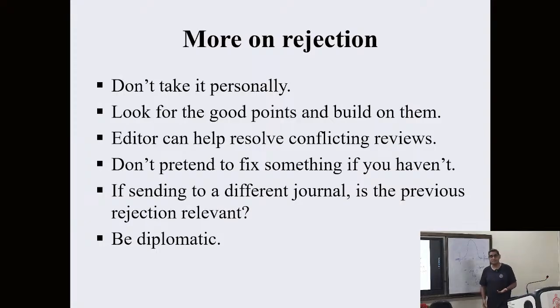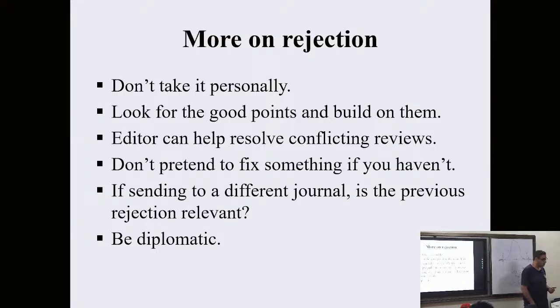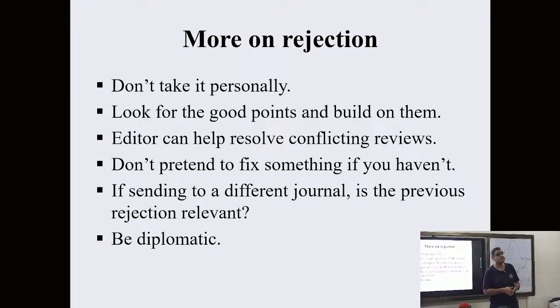If your paper is rejected, I told you don't take it personally. Don't think that the paper is rejected and I am very unhappy, don't take it personally, okay. It is a science. Look at the good points and build on them. The editor can help to resolve conflicting reviews. If there is one positive review and one negative review, but the editor took the decision based on the negative review and the paper is rejected, you can still talk to the editor and they can write that okay, this was the comment, can I get a revision or something.